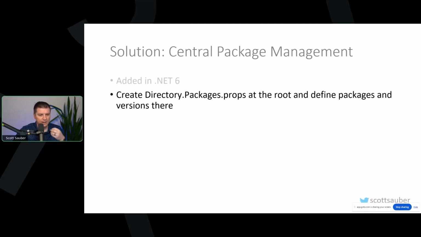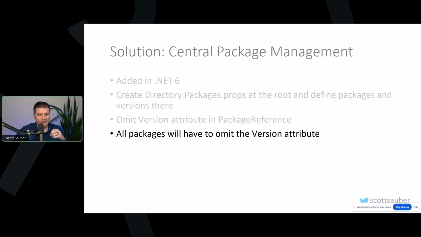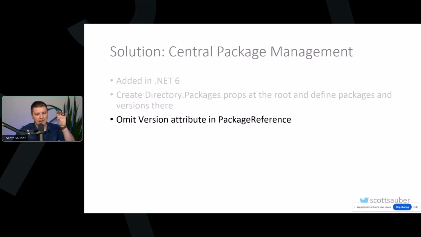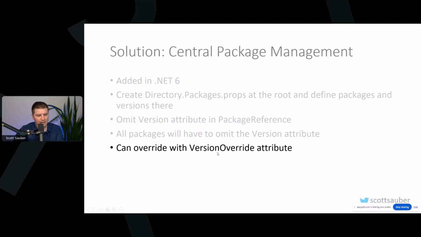You create a Directory.Packages.props at the root and define the packages and versions there. And then in your consuming csproj files, you omit the version attribute. You basically just say PackageReference Include Entity Framework, or PackageReference Include XUnit, and you don't say Version equals, because you define it in this single file up here. And then all the other projects use that version. You can override each with a VersionOverride attribute if you want, but then that defeats the point of central package management.